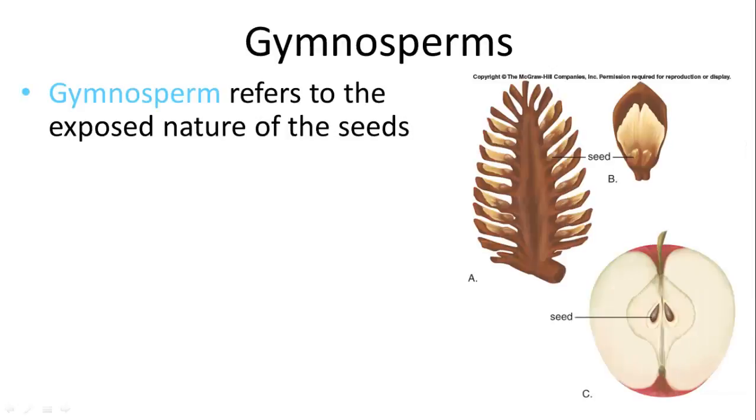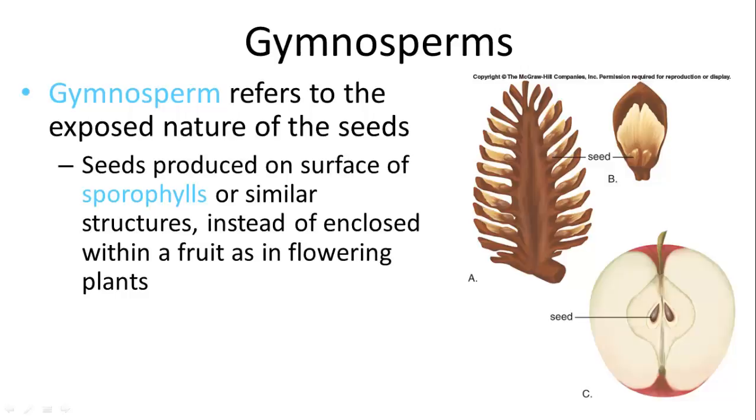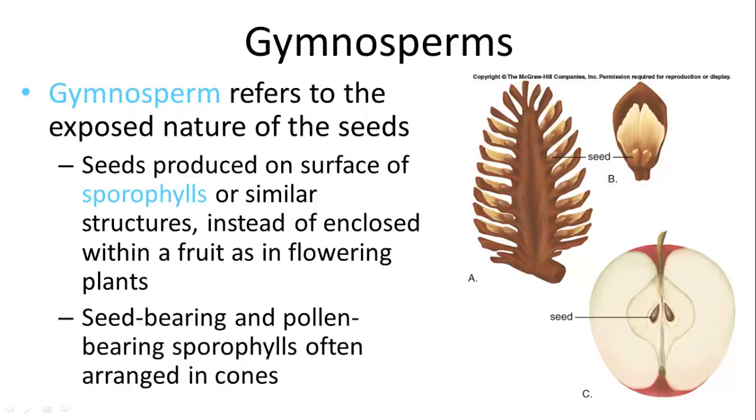So gymnosperm refers to the exposure of the naked seed. Okay, so you can see the seeds on this cone are exposed to the air, although they're kind of encapsulated within it, as opposed to in fruit where they are surrounded by fruit of some sort in flowering plants. The seeds are produced on the surface of sporophylls, okay, or a similar structure instead of enclosed in fruit, and the seed-bearing and pollen-bearing sporophylls often are arranged in these cones.